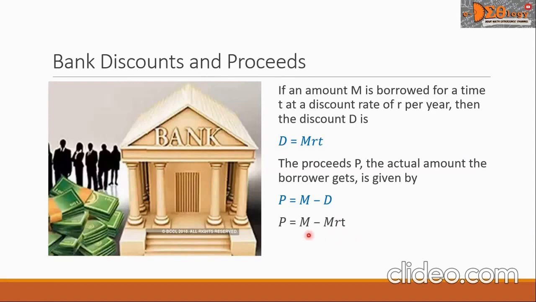In these two terms, there is a common factor, and that is M. We can factor out that capital M. So on the next line, we have capital P equals capital M times the quantity 1 minus the product RT. And this is now our two working formulas. This formula for proceeds and this formula for the discount.